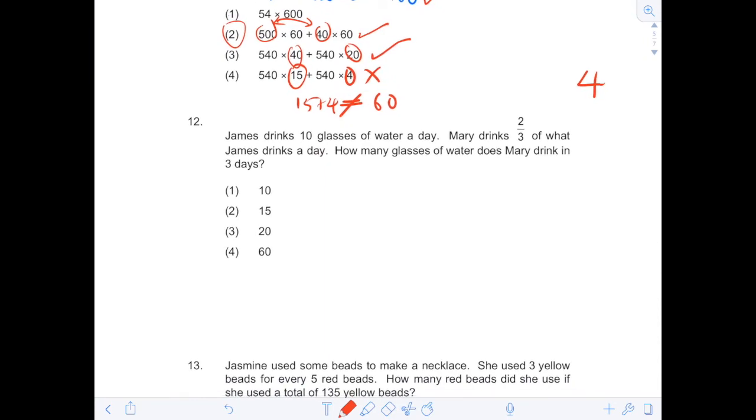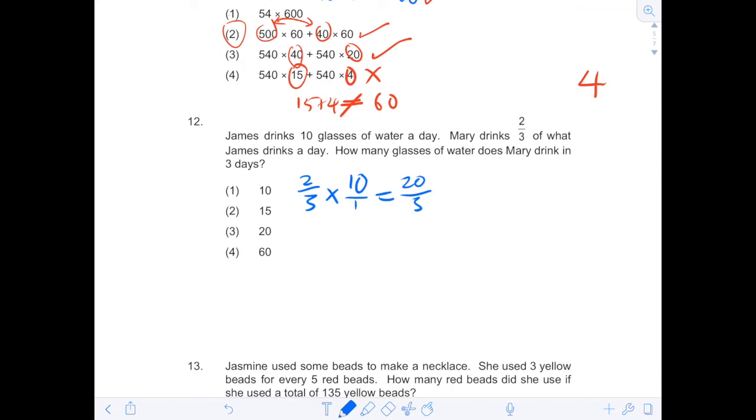Question 12. James drinks 10 glasses of water a day. Mary drinks 2/3 of what James drinks a day. How many glasses of water does Mary drink in 3 days? So you want to find how much water Mary drank in 1 day first. Since she drank 2/3 of what James had, and James drank 10, you might want to put it over 1 here. So from here you get 20/3. Now because it's not your final answer, you don't have to simplify it yet.